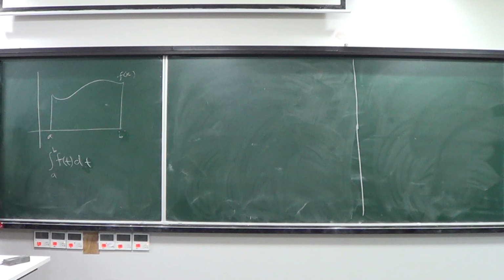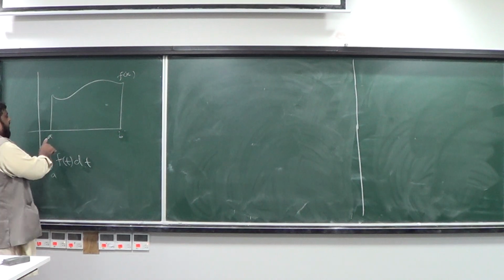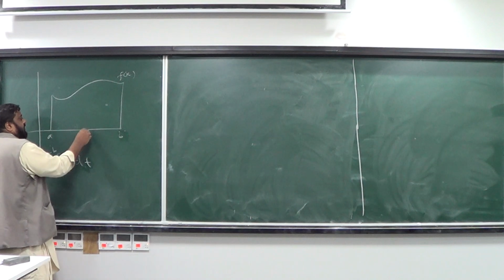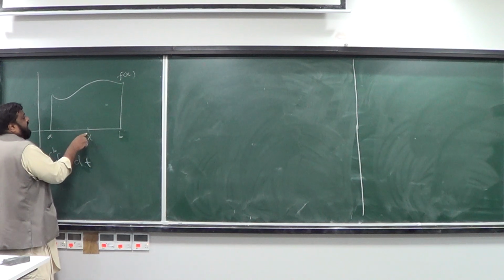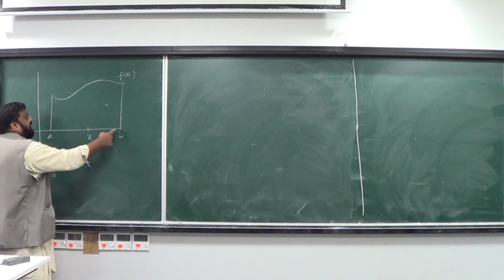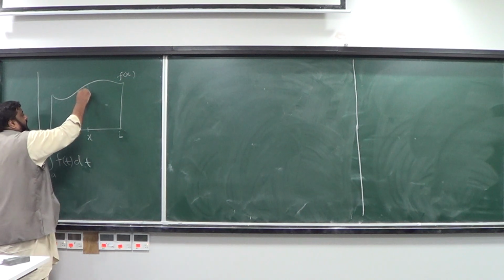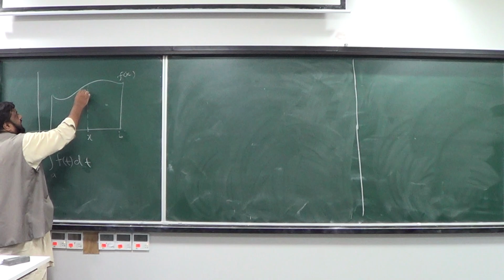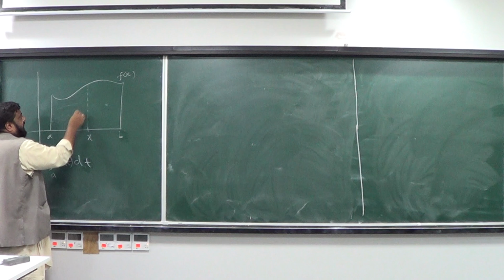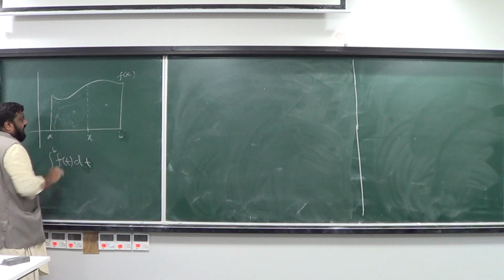Now, let's not integrate from a to b, but from a to an arbitrary point x. It's a generic point x. It could be this point, this point, this point, it could be any point. And I want to compute the area under the function, but only in this interval. Then what do we need to do?